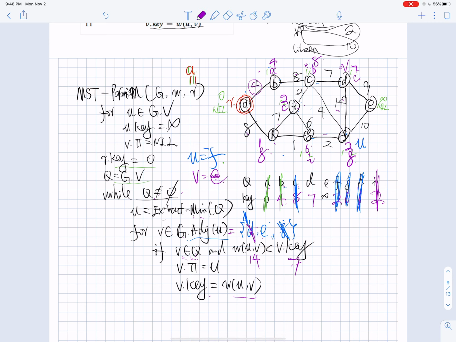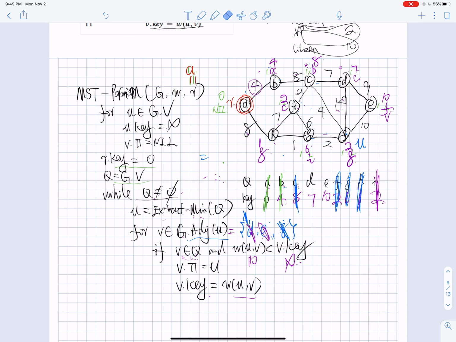For e, this is v. We have w(u,v) equal to 10, whereas v dot key is infinity. So this is true, and we reduce the key of v from infinity to 10, and set its parent to f. This is what we do with this for loop, and then we finish this iteration of the while loop. Sorry, the key of e is reduced to 10 already. Next we check if the queue is empty or not.